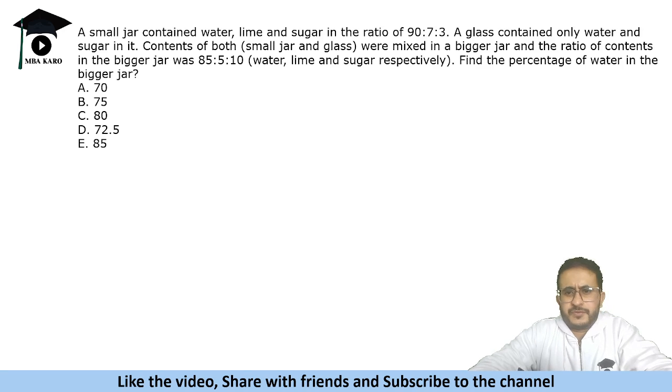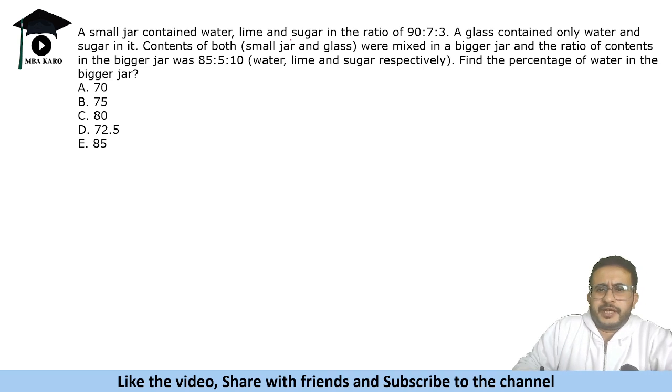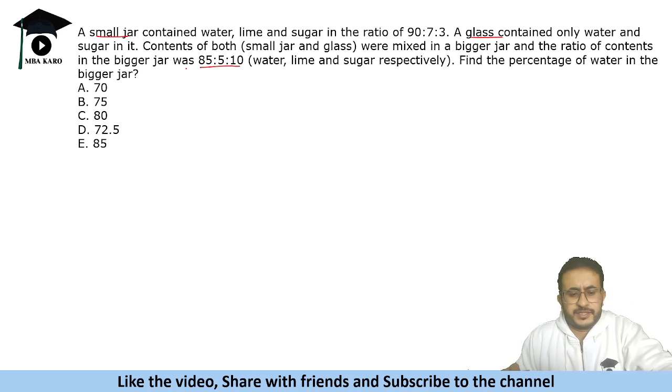So here was the first question. It turned out to be a sitter in the examination. Let's go through it. It says a small jar contained water, lime and sugar in the ratio of 97:3. A glass contained only water and sugar in it. So there is a small jar and there is a glass. Contents of both small jar and glass jar were mixed in a bigger jar and the ratio of contents in the bigger jar was 85:5:10. Now find the percentage of water in the bigger jar.